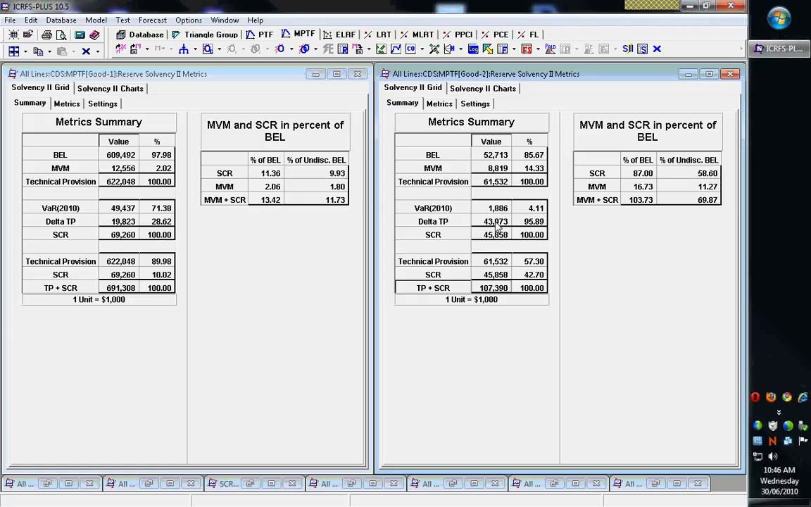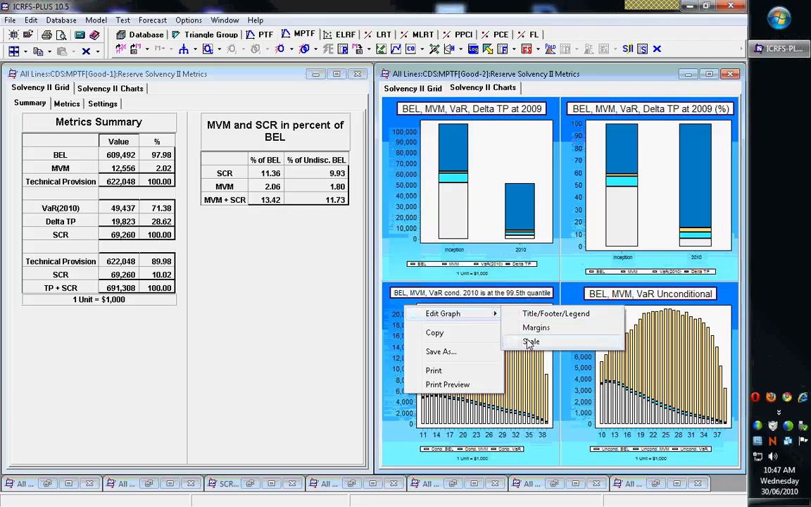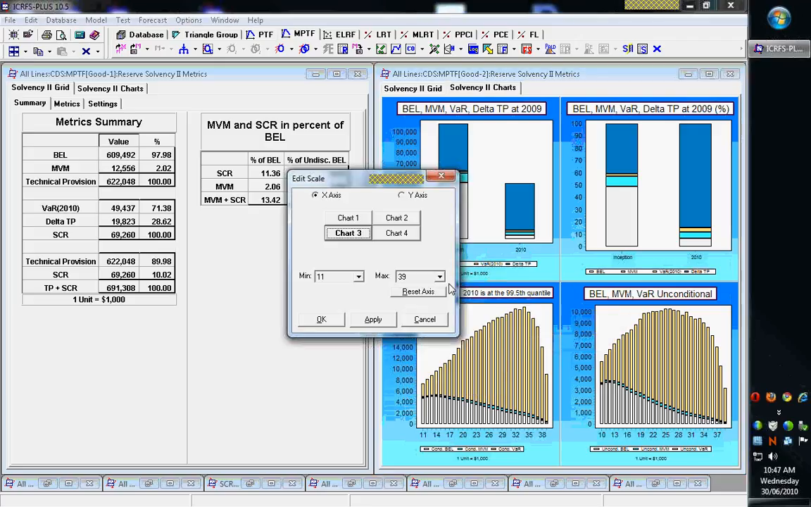Well, delta TP is needed if the first year is in distress in order to restore the balance sheet in the subsequent years. And if we look at the charts for a second, we can see that the difference between these two graphs is that the unconditional, so that is the result not being in distress, and the result being in distress, is actually quite high. So I'll just change the scale to be roughly the same. I'll make it 10,000 on the top there, so we can compare the figures more easily.